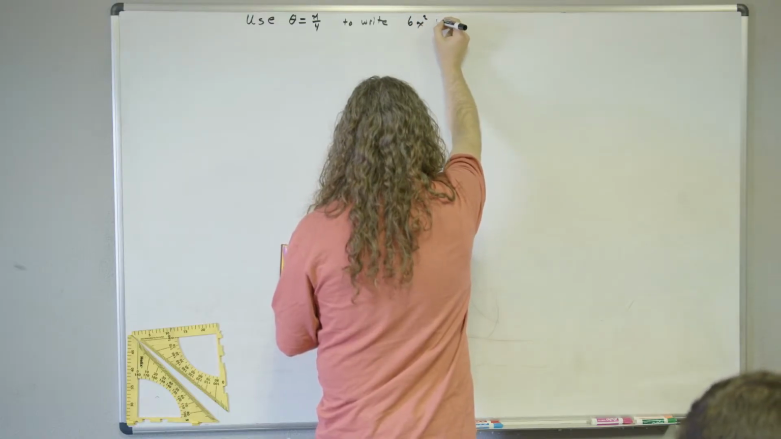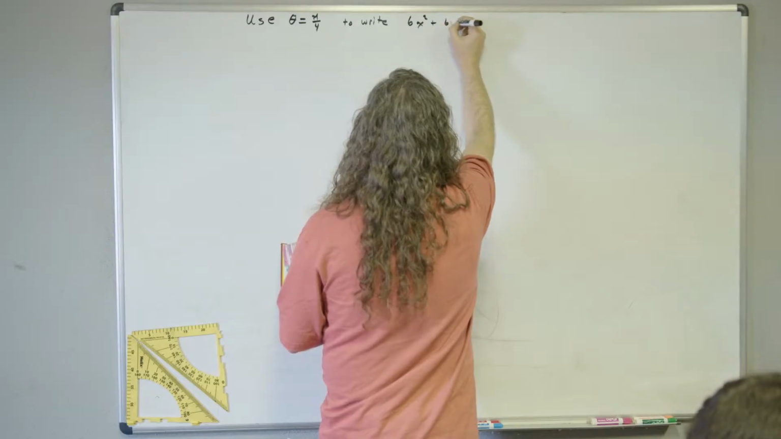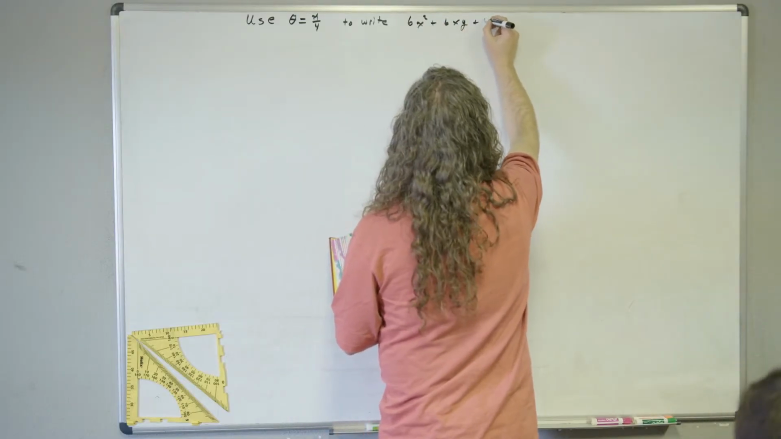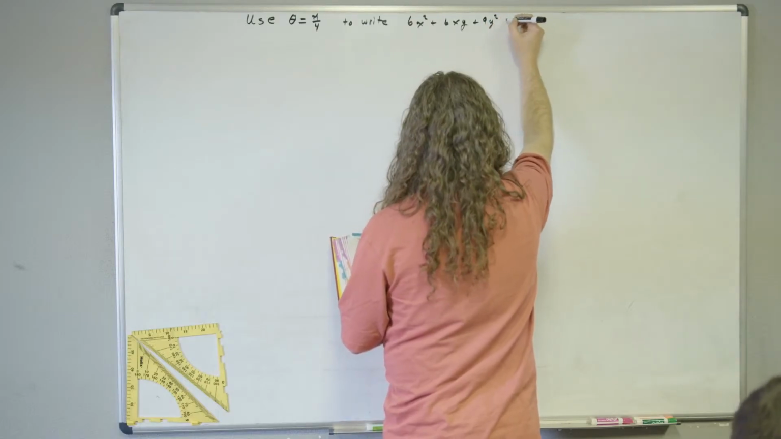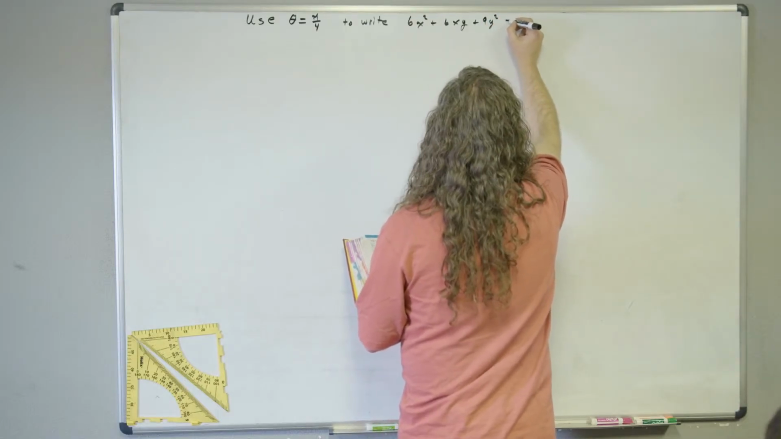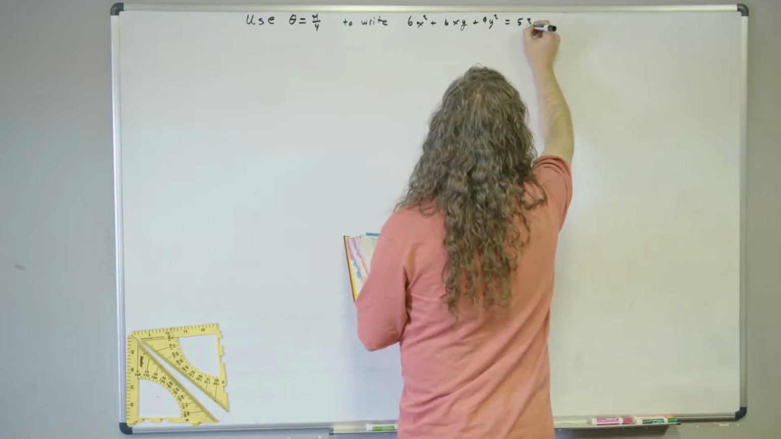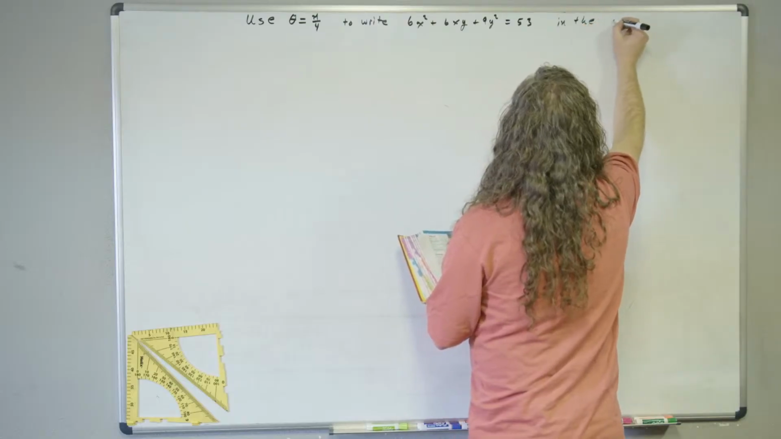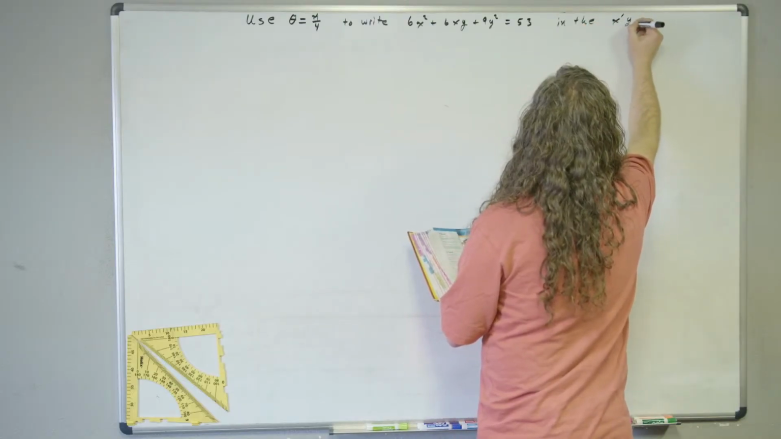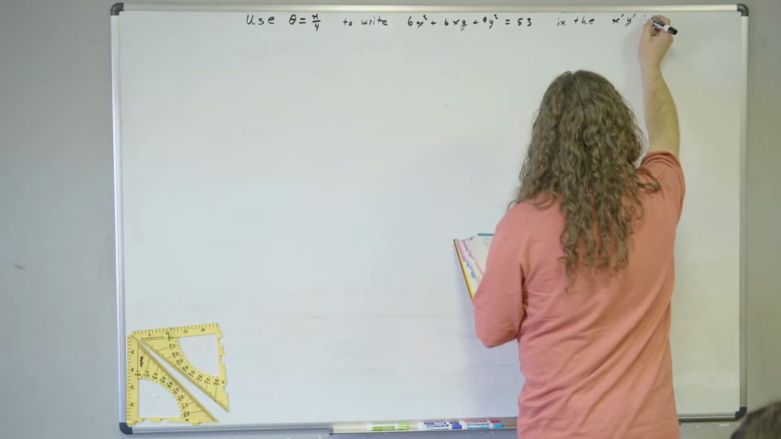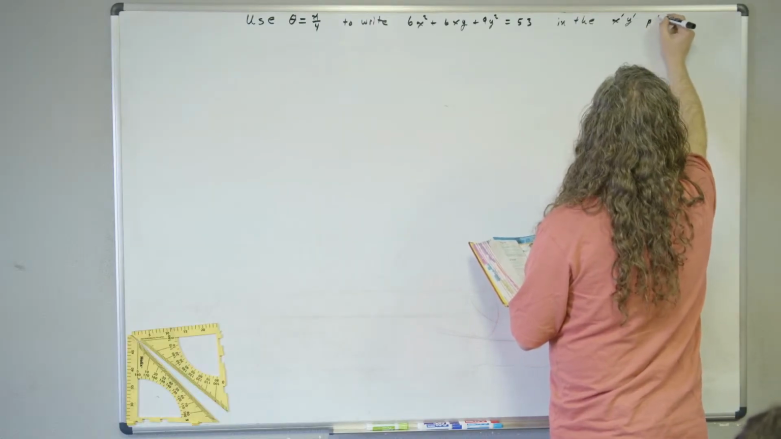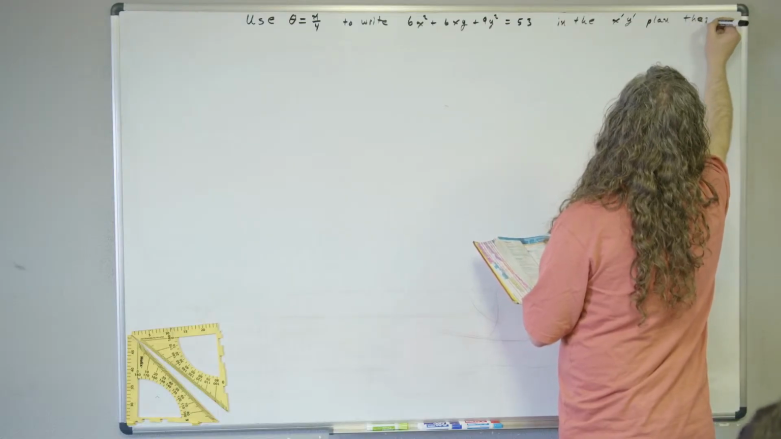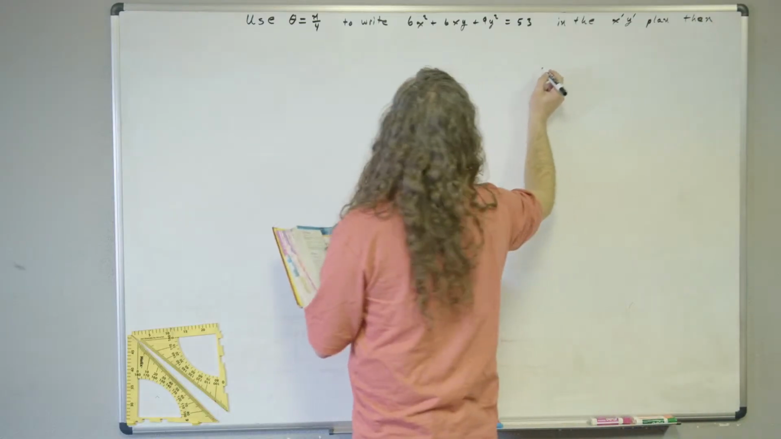6x squared plus 6xy plus 9y squared equals 53 in the x prime y prime plane. So we're rotating it, and we need to identify the conic.